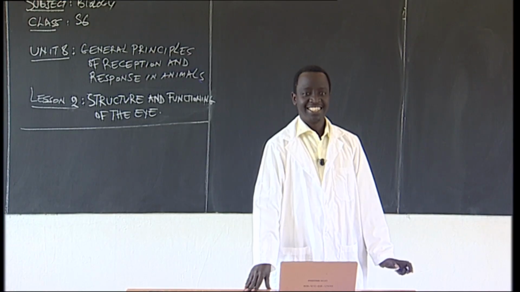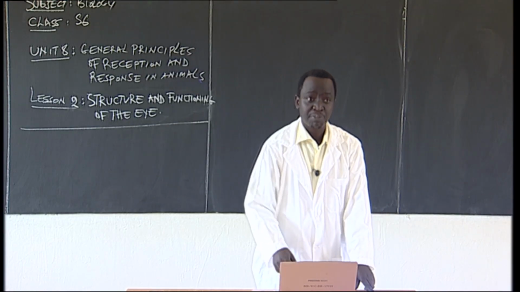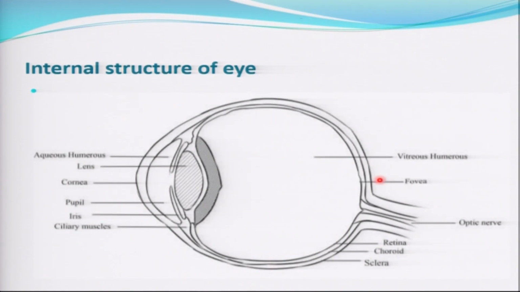Is it clear? Nice. You can see even the internal structure of the eye. Are you together? You can look on the screen. So let's start here. This part is called the cornea. The eye has three main layers. We have the external layer, which is called sclera, the middle layer, which is called choroid, and then the inner one, which is called retina.